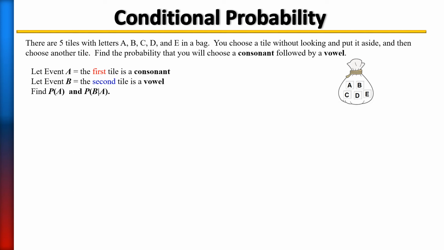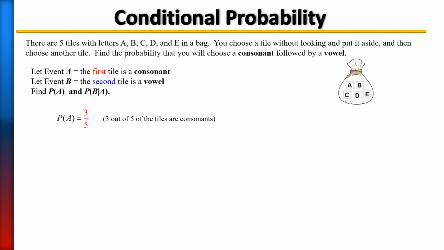So with dependent events, recall the formula is that you have to multiply the two events. First, find the probability of A, then find the probability of B, given the fact that you account for what you took out on A. So let's start by finding the probability of event A. For event A, how many are consonants? There are 3 out of the 5 tiles that are consonants, and those consonants are B, C, and D. So that would be 3 out of 5.